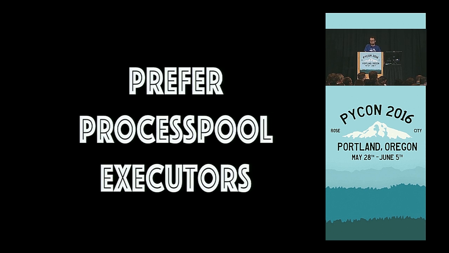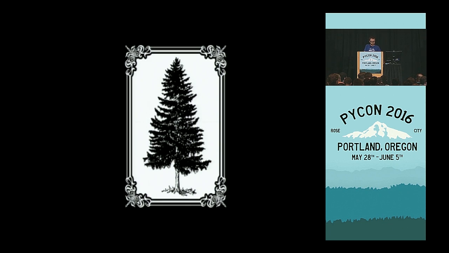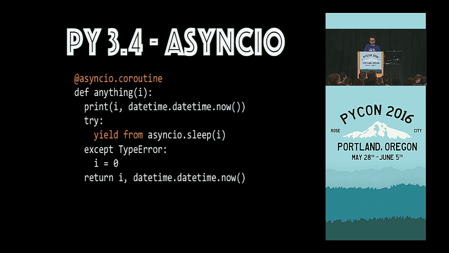I like to prefer process pool executors, even though they have inherent cost to start with. But at least they're known, and there's no surprises with the GIL. Those GIL surprises are the worst, because it takes a while to debug those. I hope that I convinced you to just read the docs and read the source, because it's pretty clear. There is a reason why Guido named asyncio a reference implementation. So do it.